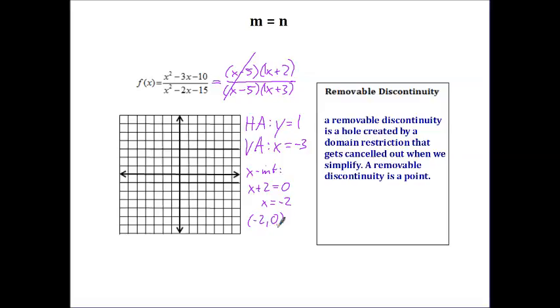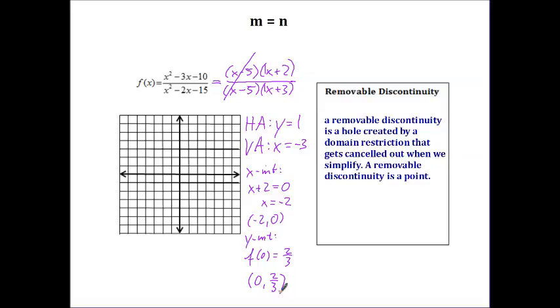And let's also find our y-intercept. The y-intercept is the value we get when x turns to 0. So then we only have 2 over 3 left. In other words, f of 0 is 2/3. The coordinates would be 0 and 2/3.